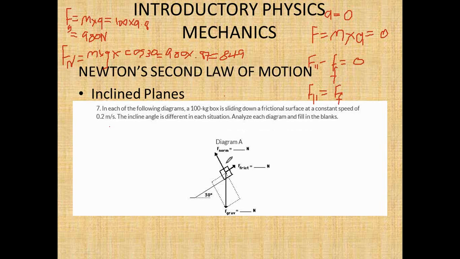So for this object to be moving at a constant velocity, the parallel component pulling it downwards is going to be balanced by the frictional force pulling it upward. All right. So we found this, we found that, and that.